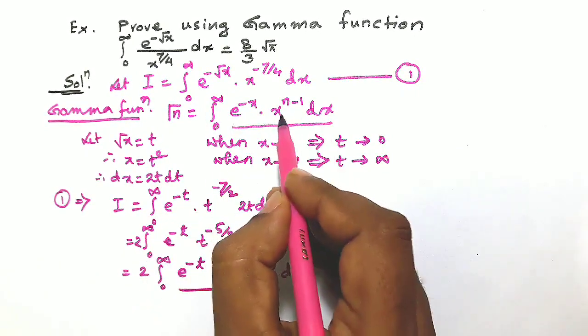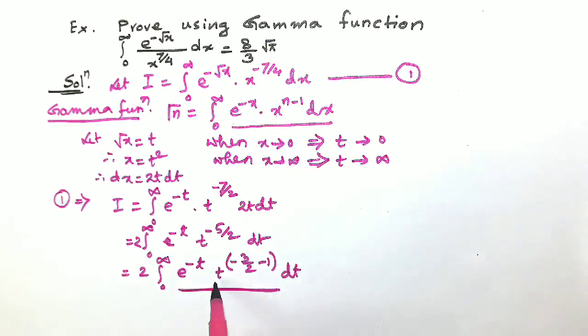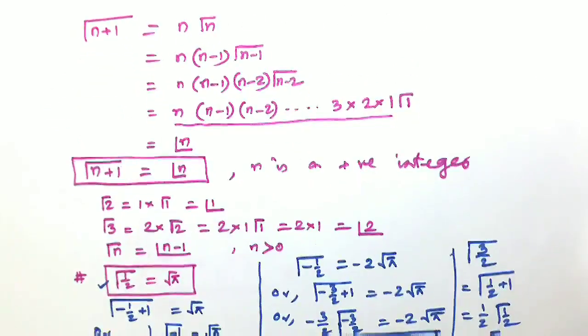So here we have x to the power n minus 1. Now we find t to the power minus 3 by 2 minus 1. So n is equal to minus 3 by 2. So we can write it as 2 times gamma of minus 3 by 2. Now friends, what is gamma of minus 3 by 2? In the previous video, we saw this one.